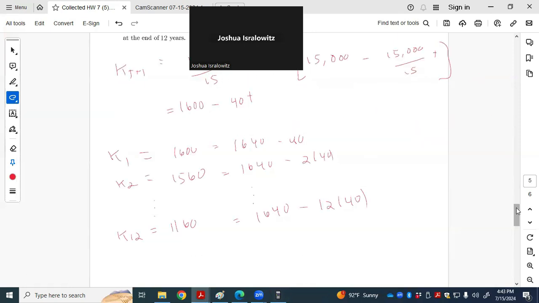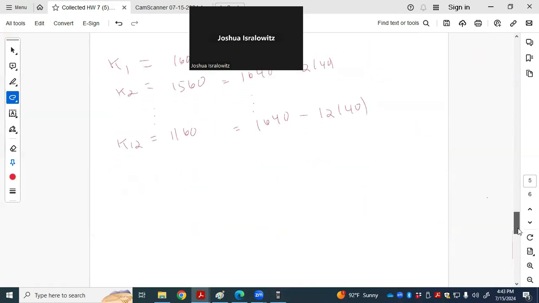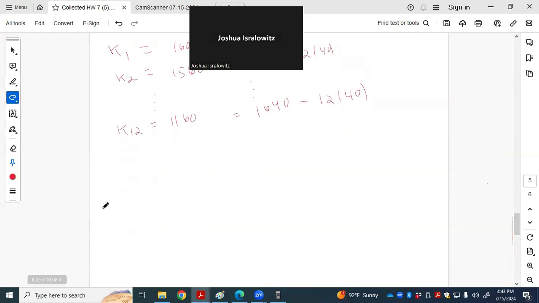Okay, right. So here we want the accumulated value at the end of 12 years. So 1640 S12. This is being dumped into an account at 3%. All right, so it's 40 I S.